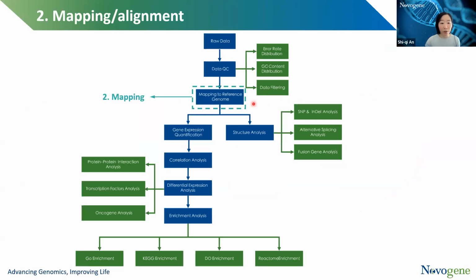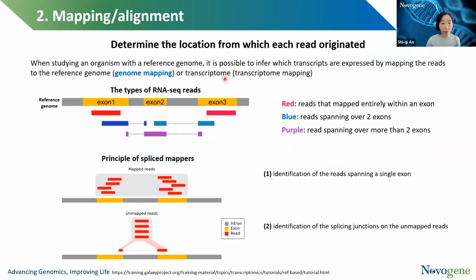We're going to move on to the mapping stage. At this stage we map the reads to a reference genome. This step is really just determining the location from which each read originated. It is possible to map the reads to a reference genome, known as genome mapping, and this is the default and the most broadly used approach. But you can also, if you like, map to the transcriptome as well.